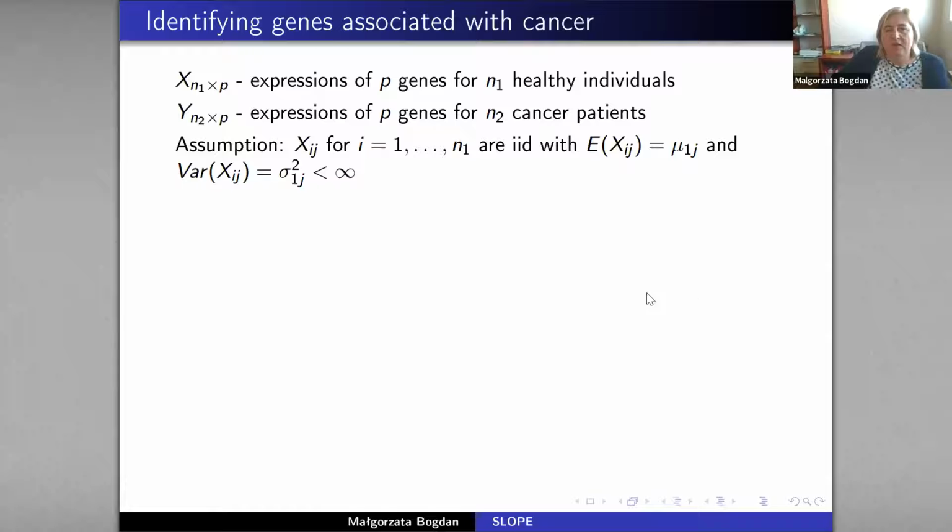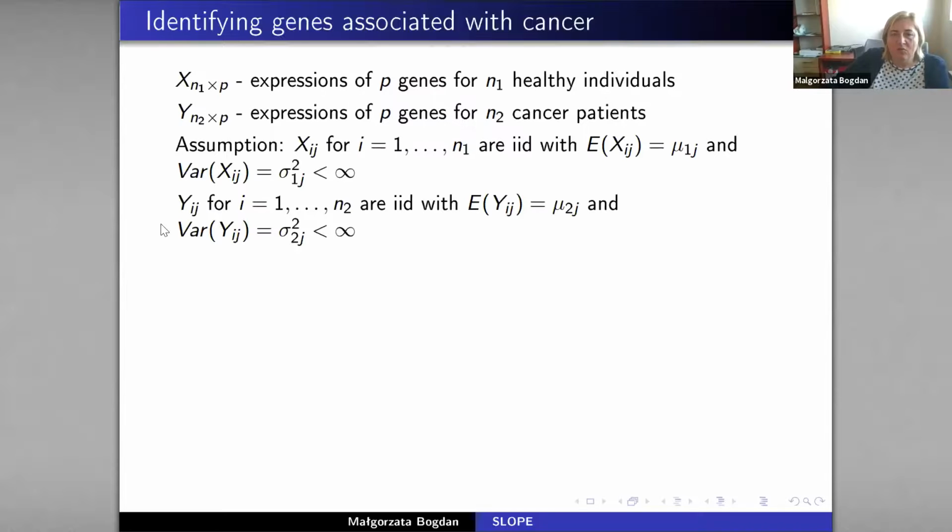Well, we assume that the rows of our X are IID with expected value equal to mu1j and variance equal to sigma squared 1j. And also for each gene in the cancer patients, the expression of this gene is going to have expected value equal to mu2j and some variance which is sigma squared 2j.